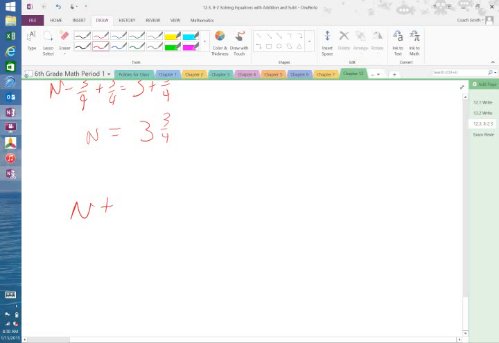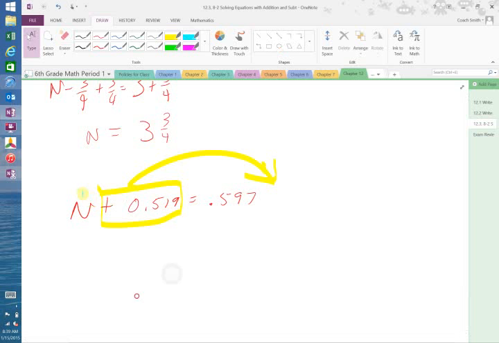n plus 0.519 equals 0.597. All right, so which side is the variable on, left or right? Left side. So I gotta keep the variable over there, and I gotta move everything on the left side over to the right side. Okay, so I gotta take and move this right here over here. Okay, because I have to isolate. I have to get the n by itself.